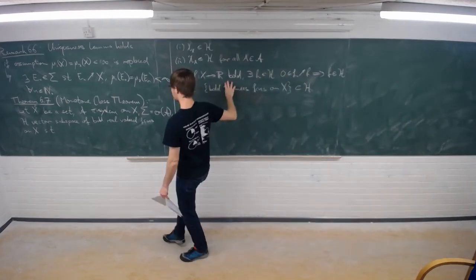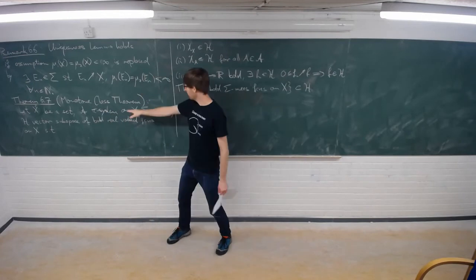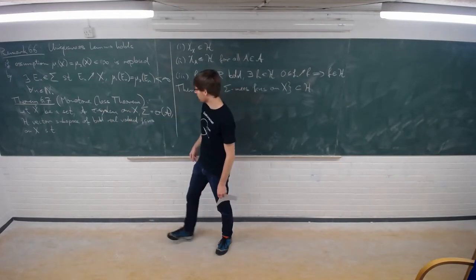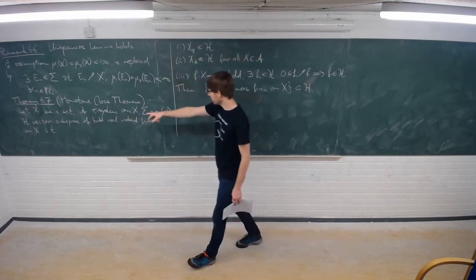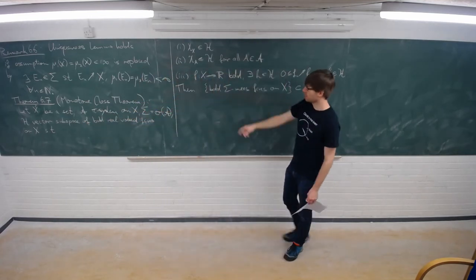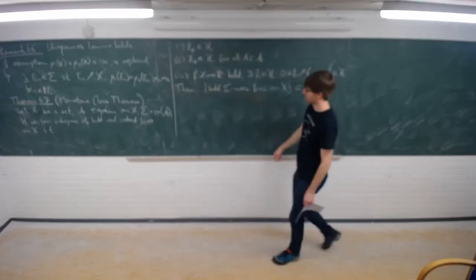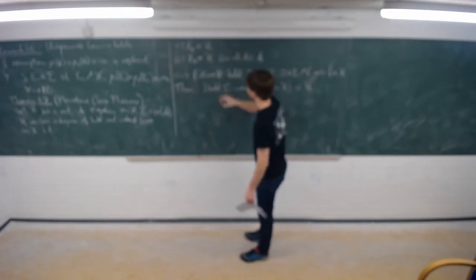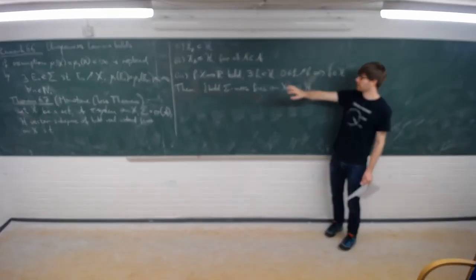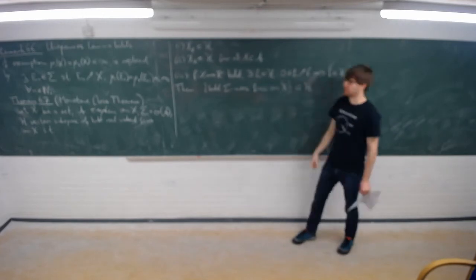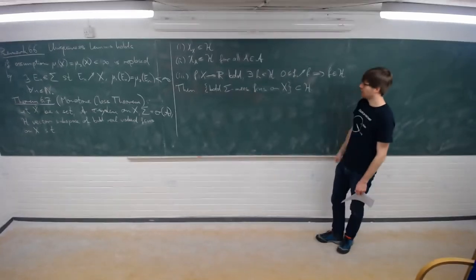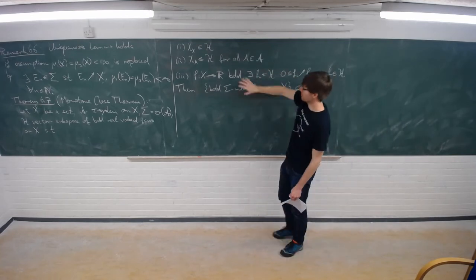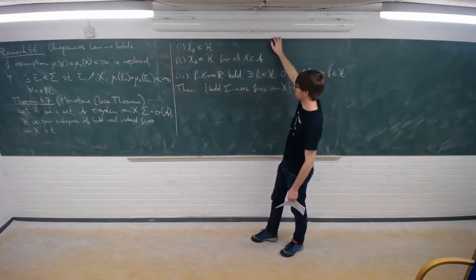Okay, so sigma came from this pi system A. Sigma was just the sigma algebra generated by A. And then the statement is that every vector subspace of the bounded real valued functions, which satisfies these three properties, contains all measurable functions. And if you think about it, it kind of makes sense. You can see why this would be true.